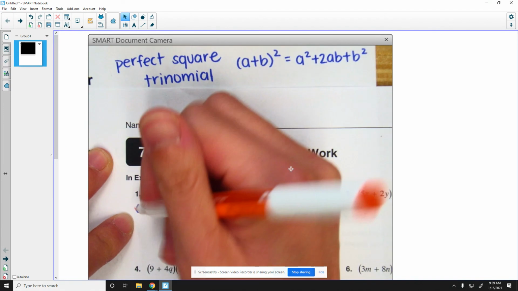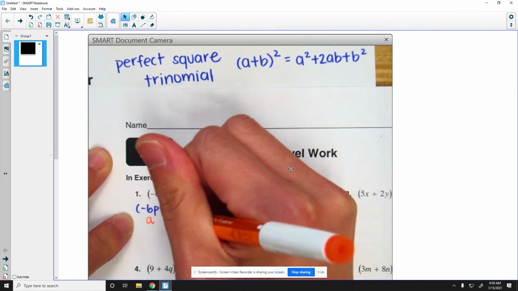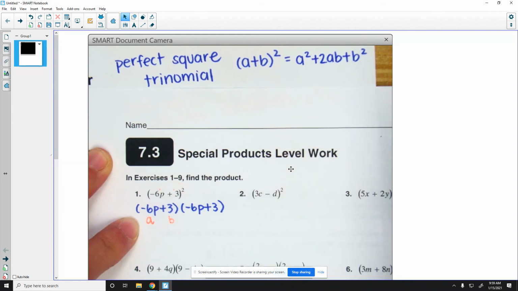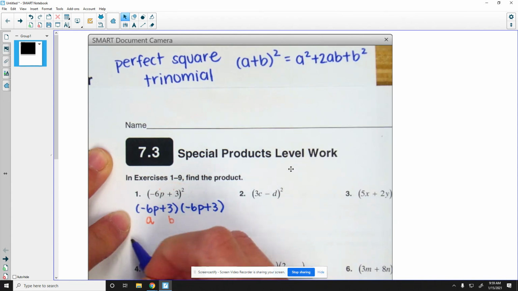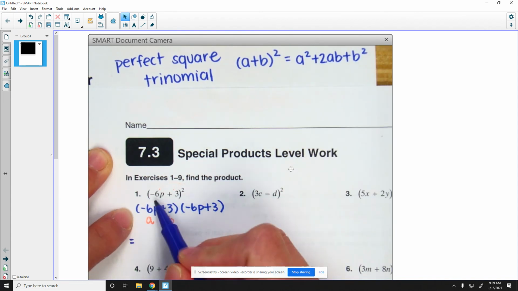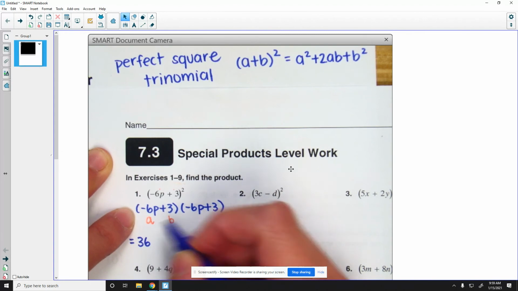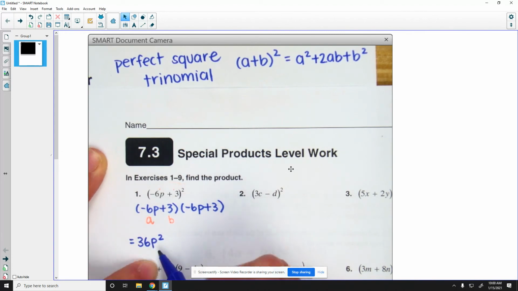So I could say, okay, this is A and this is B. So I'm using this perfect square trinomial trick. So I would say that my first answer is A squared. So what is A squared? Well, all of this squared. Negative 6 times negative 6 is positive 36. And then p squared is just p squared. So my first part of my answer is 36p squared.